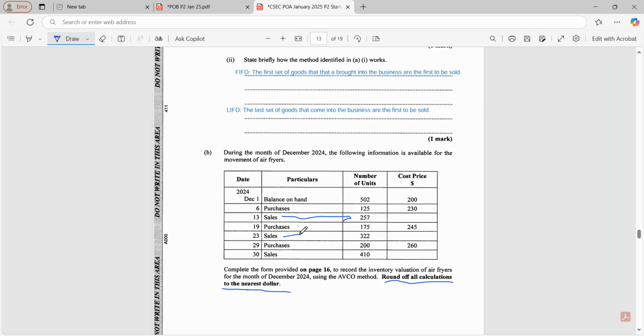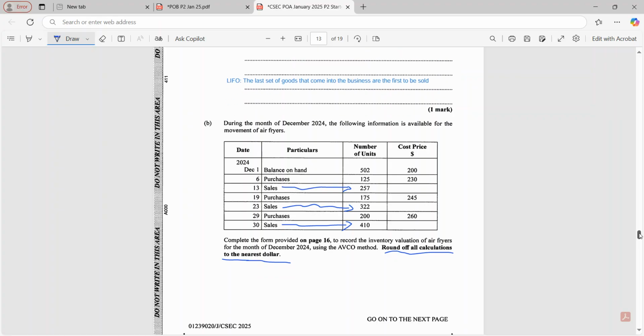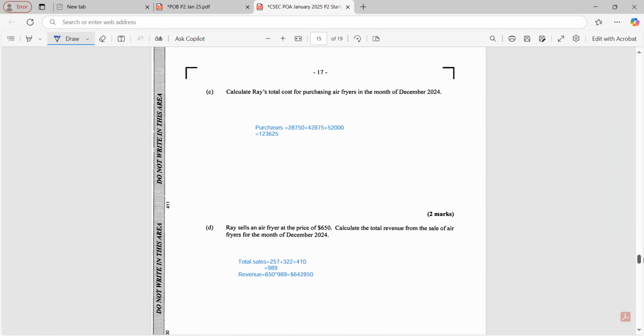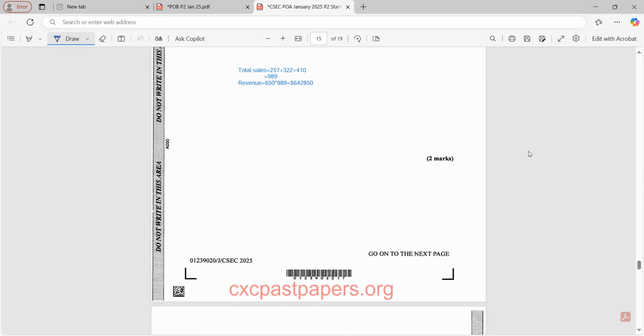257. Not dollars, units. Then 23rd of December, it is 322 units. So you're going to add that to the 257. And lastly, you're going to add this one, which is 410. What is your figure? 989, right? So your revenue would be your total sales multiplied by the selling price. So it is number of units sold multiplied by selling price, which gives us 642,850. This is where we got the 650, which is our selling price.